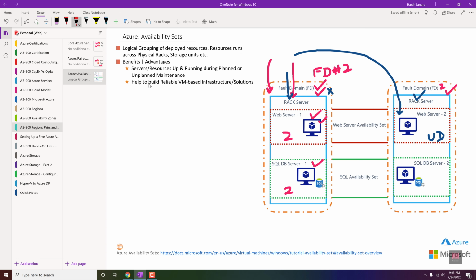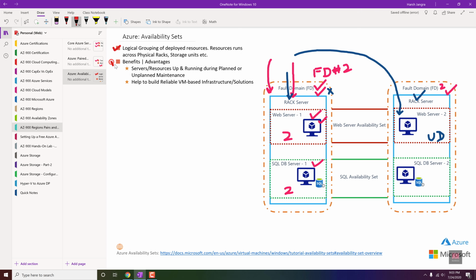So yeah, now let's come back to the theory because I already explained the concept. Now it will be very easy for you to understand this. So basically availability sets are nothing but the logical grouping of deployed resources. That's exactly what we have discussed, so I think no need to repeat the same thing.